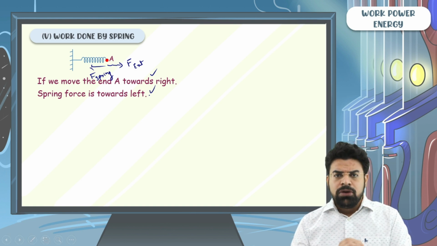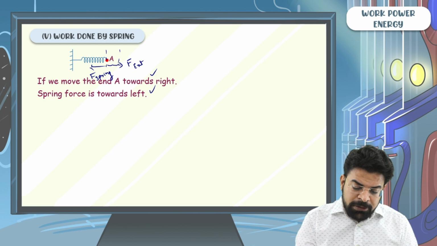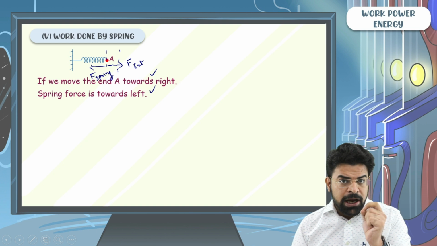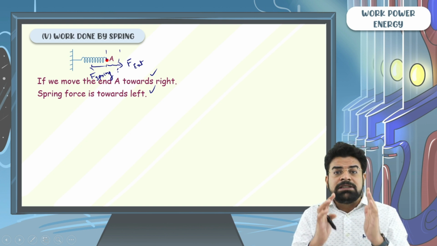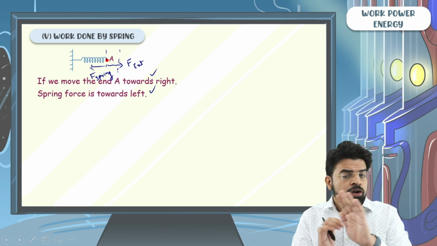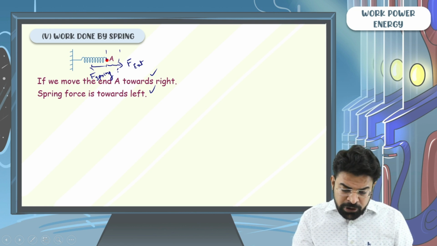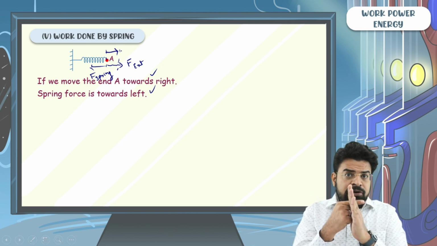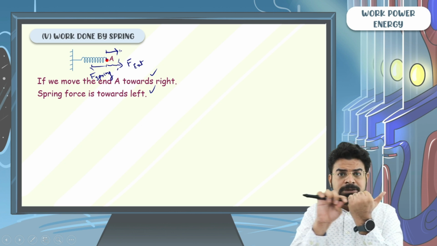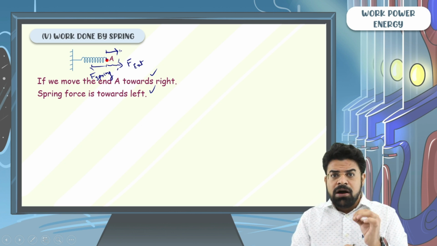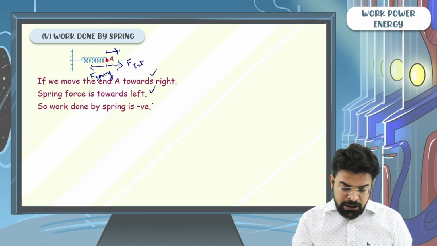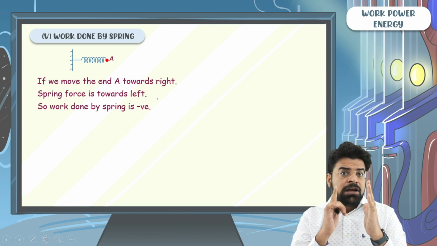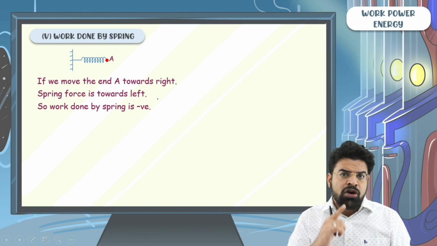Now I ask you, if you elongate a spring from its natural length, what will be the sign of work done by the spring, not by the external agent? So you will say, if I move the point A towards right, the force by the spring is towards left. So the angle between force and displacement is 180 degree. So the work done by the spring has to be negative. Hence we can say, when you elongate a spring from its natural length, the work done by a spring is negative. Now let's think of another case.